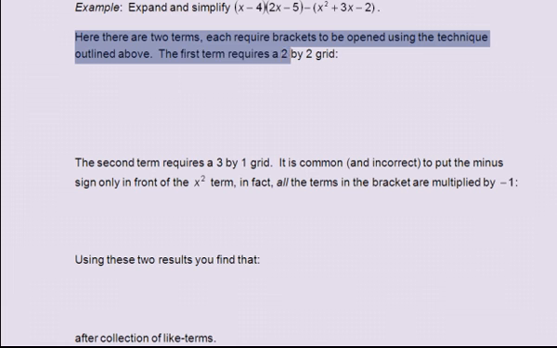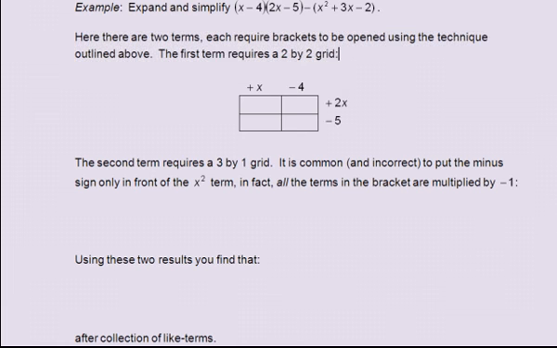The first term requires a 2x2 grid, with x minus 4 at the head of the columns and 2x minus 5 at the end of the rows. Using Snalphabet, we find the top left box is plus 2x squared, the top right box is minus 8x, the bottom left box is minus 5x, and the bottom right box is plus 20.